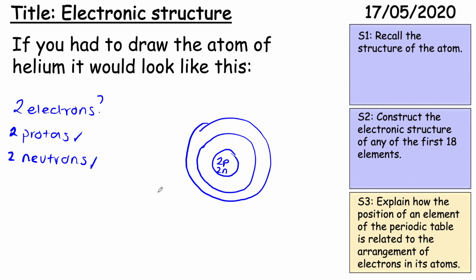If you look back, you'll know that in the first shell we can hold a maximum of 2 electrons. Well, that's good because we have 2 electrons. So they go in the first shell, and we represent these as X's. If you fill the shell and you have no more electrons to place, then you don't have to draw the second shell.